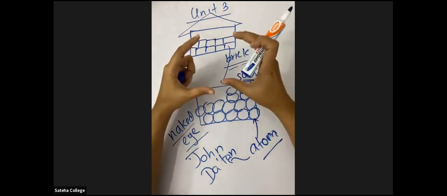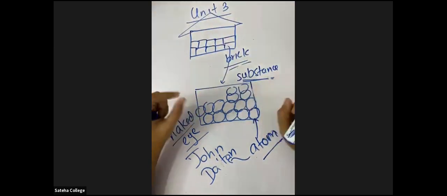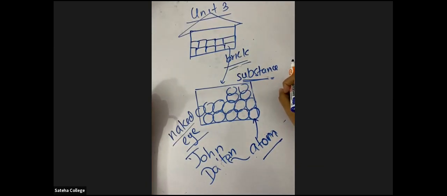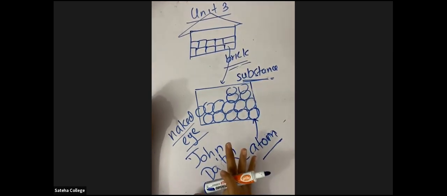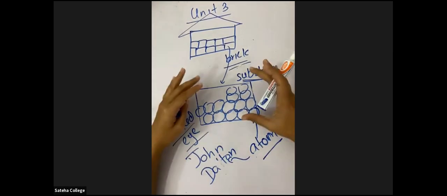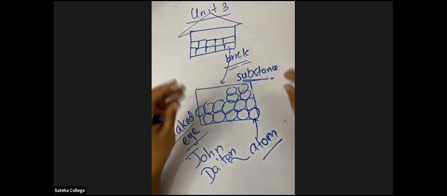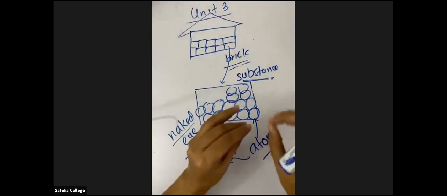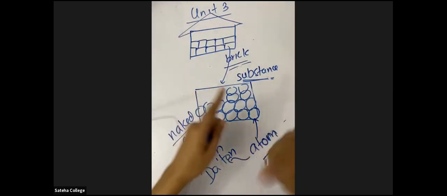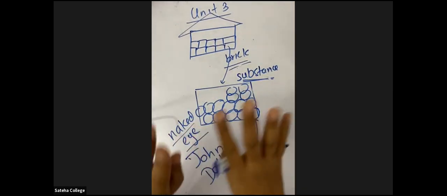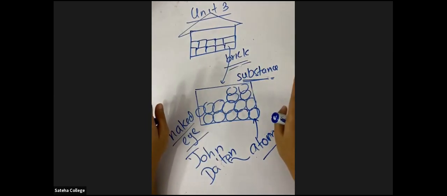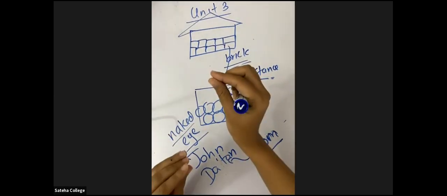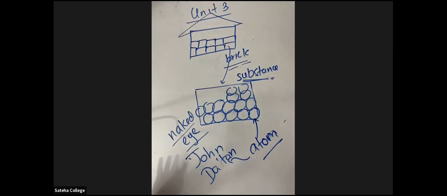So if I give you a brick and say, mark the atom in the brick, can you mark the atom? No, you can't mark it. So what did John Dalton say? He said, if you take a brick or any substance, the simplest form of this substance is what? An atom. Can you see the atom with the naked eye? You can't. So he said the atom is the simplest substance and you can't see it with the naked eye.